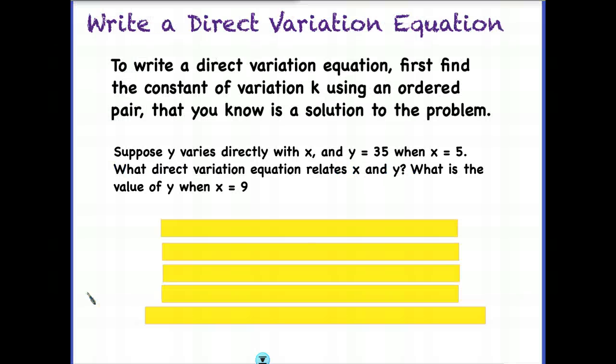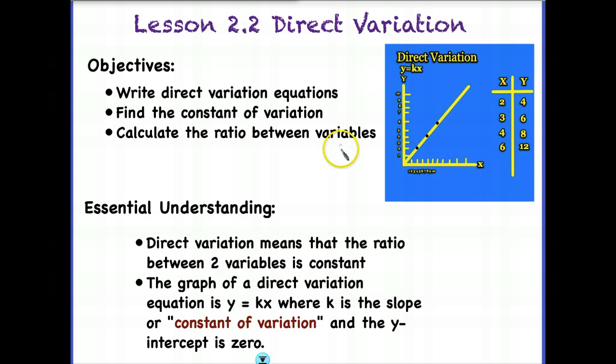We want to write a direct variation equation. So to write a direct variation equation, we first need to find the constant of variation k, otherwise known as our slope. And we can do that using an ordered pair that you know is part of our graph. That is the solution to the problem. It falls on the line. So if, for example, I were to go back to this first slide, any one of these points here or on here, those points are all solutions to this line, right?